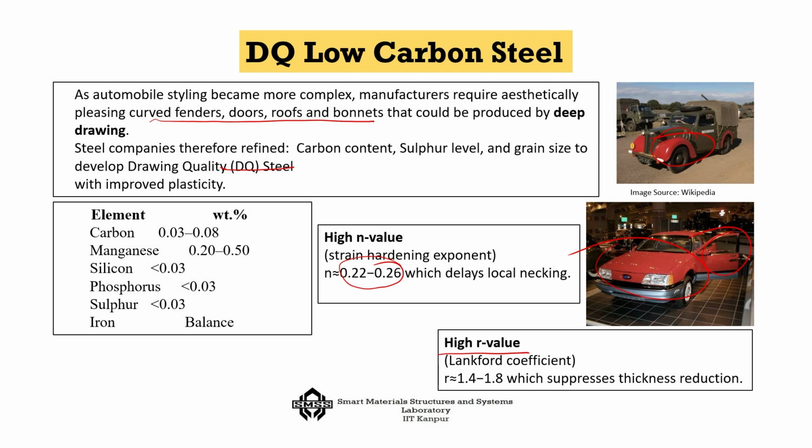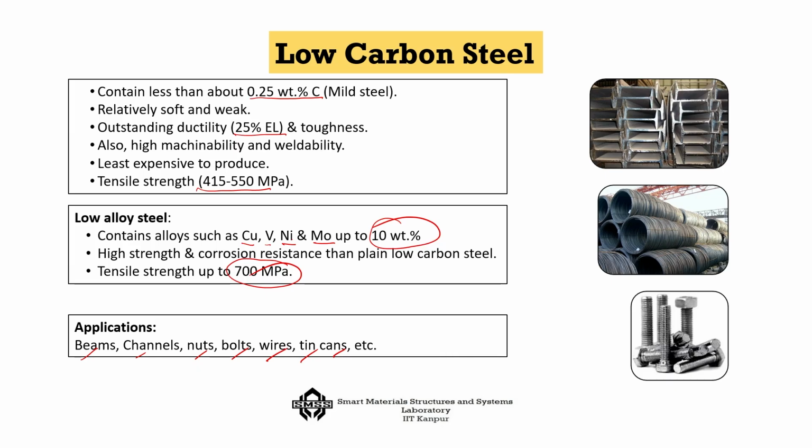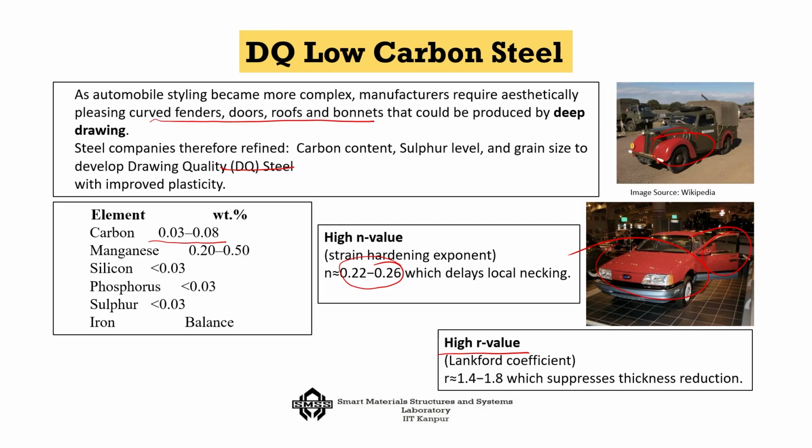Now, if you look at the DQ low carbon steel, you see that the carbon content is really very low. Although to be a low carbon steel you should be less than 0.25% carbon, here it is only 0.03 to 0.08. So, the carbon content is really very low. Significant content is from manganese and a small content of silicon, phosphorus, sulfur. These are the most important contributors to the drawing quality of the low carbon steel.